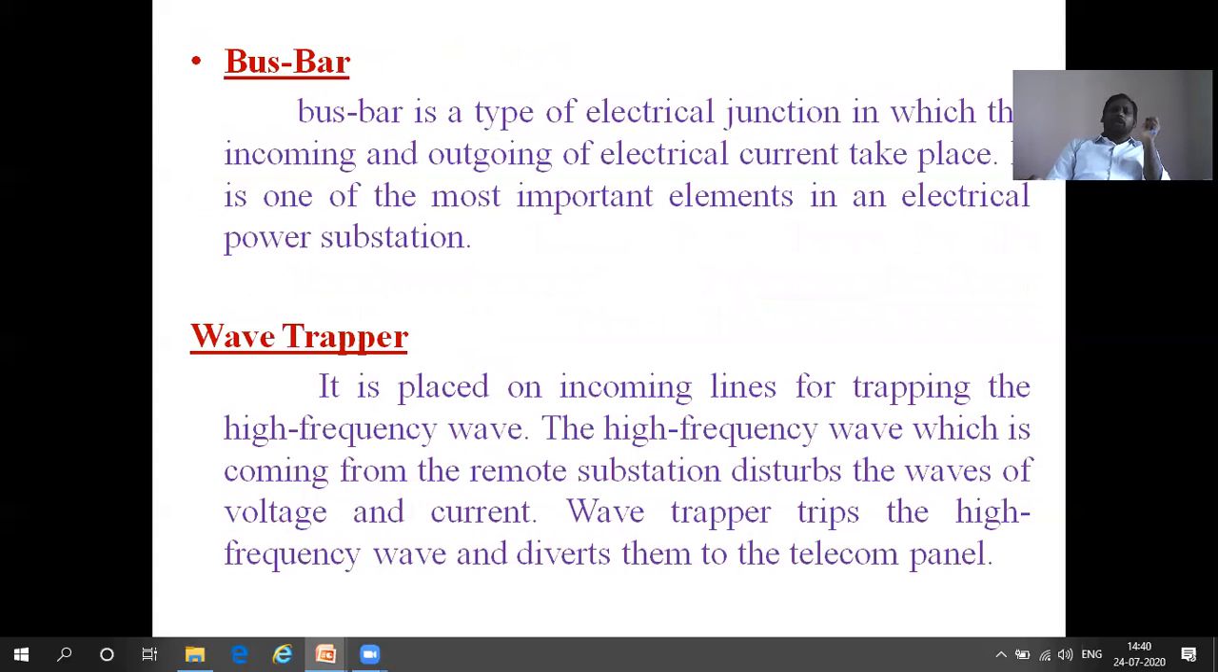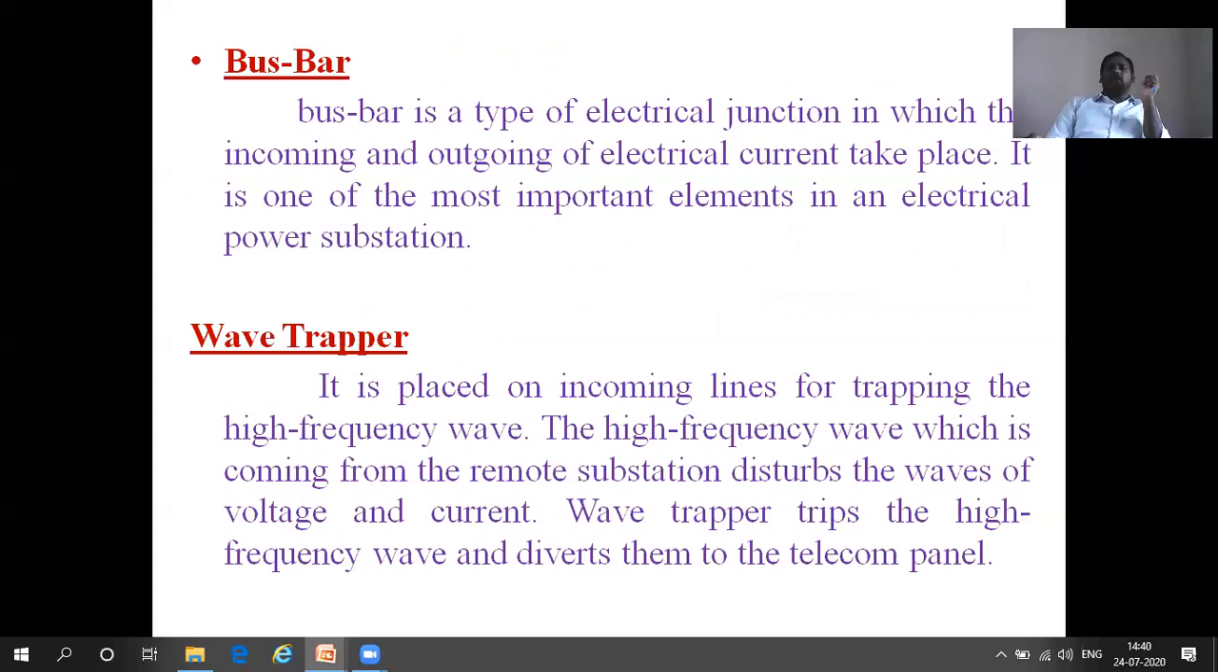And next, a very important thing is the bus bar. What is a bus bar? A bus bar is a conductor. It's a larger diameter conductor which can receive energy and deliver energy to another system. It can receive electrical supply from one system and deliver it to the other system. So a bus bar is a type of electrical junction in which the incoming and outgoing electric current takes place. It is one of the most important elements in an electrical power substation.